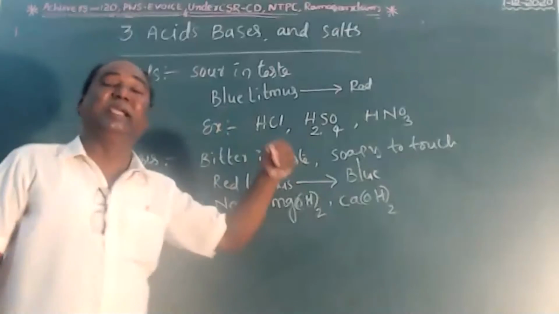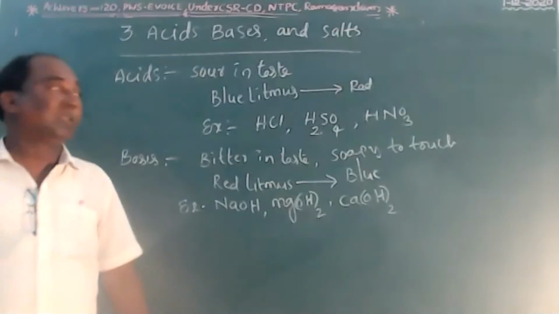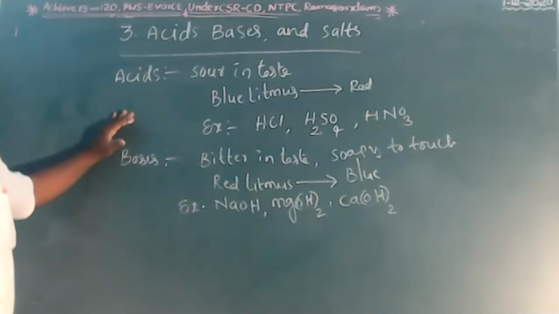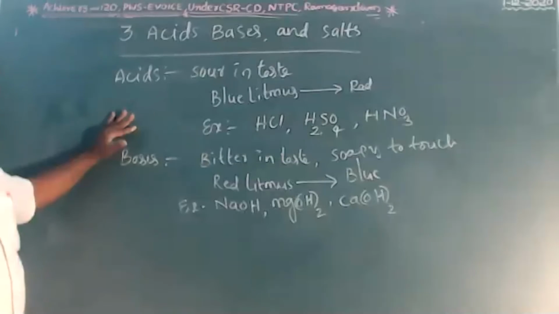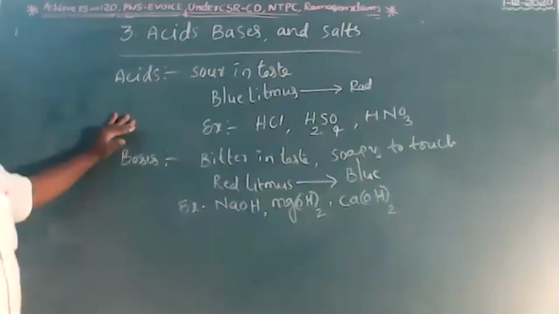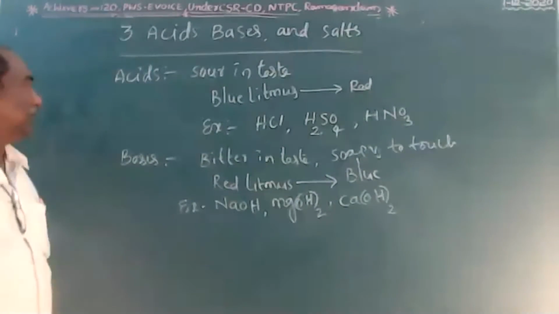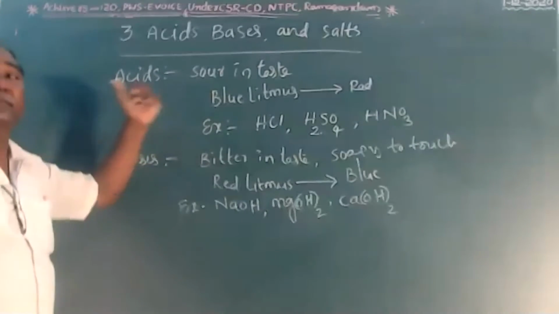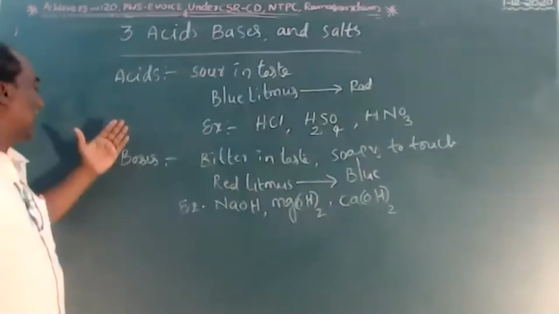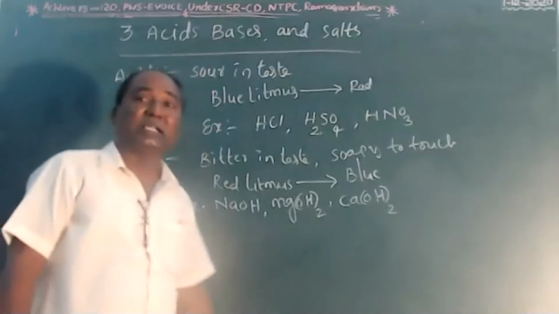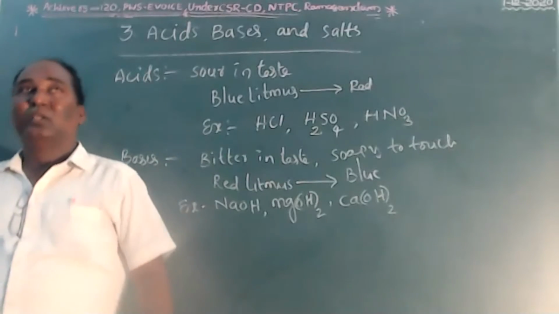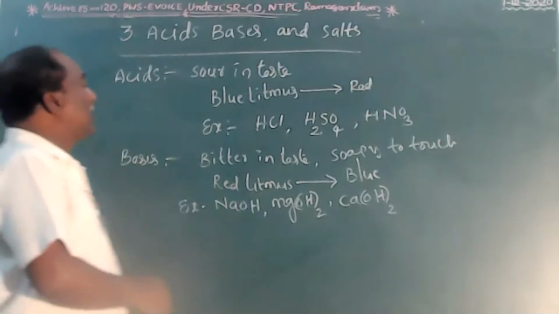The pH value of salt is 7. It is neutral. Acids react with bases to form salt and water. Their pH value is 7. That means the pH of salt is 7 when acids react with bases to form salts and water. So here we have blue litmus and red litmus.